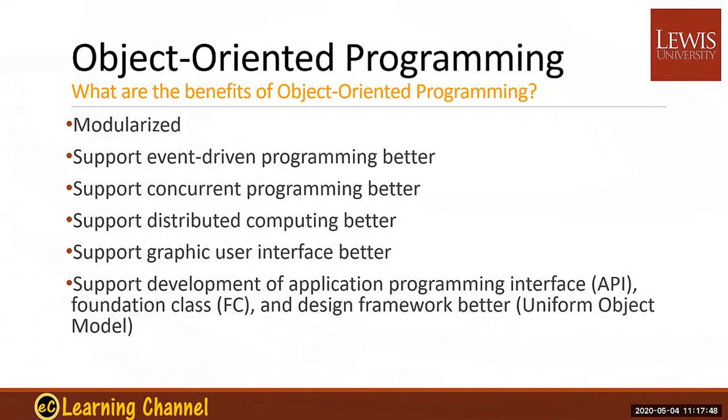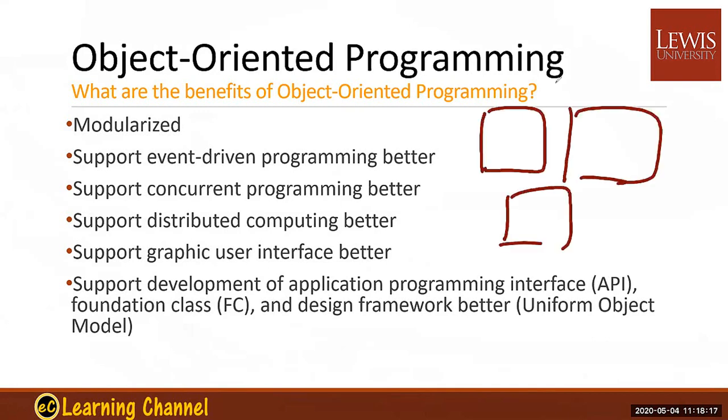So OOP is more modularized. It supports event-driven programming and concurrent programming, but concurrent programming will be in chapter 13. It also supports distributed computing, which is also in chapter 13. And graphical user interfaces are related to event-driven processing. So OOP means Windows, right? It means multi-threading, where several processes can run at the same time. Is that okay? Yeah. That's the main purpose here.